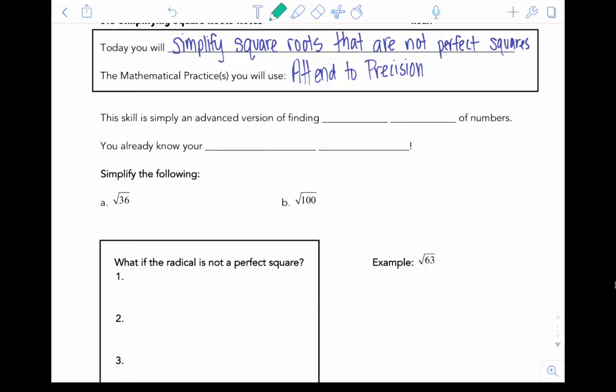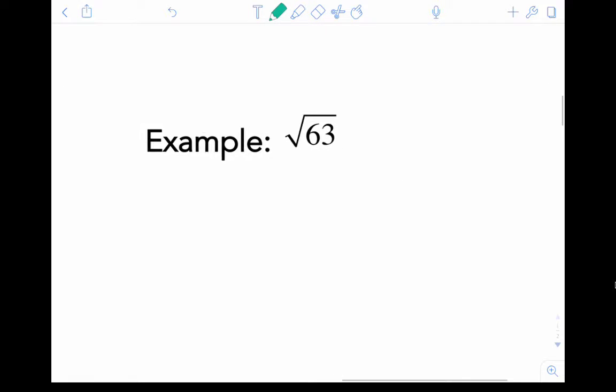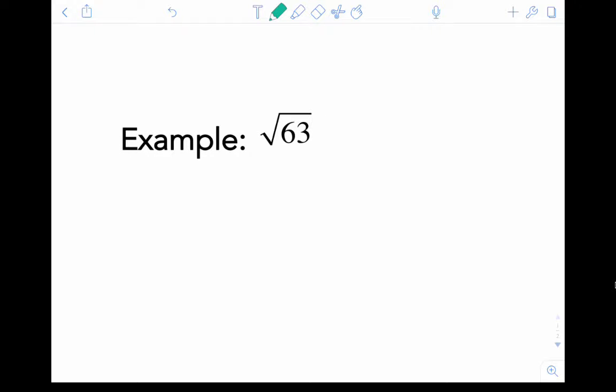Now, when I talk about square roots that are not perfect squares, I'm talking about something like square root of 63. So square root of 63 is not a perfect square, and so this does not come out to a whole number. Now, if you think way back to the beginning of the year, when we had something like square root of 63, we said that it was irrational. So that means that if you were to calculate this, it would be a decimal that goes on forever and does not repeat. So it cannot be written as a fraction. It cannot be written as a decimal that ends or repeats.